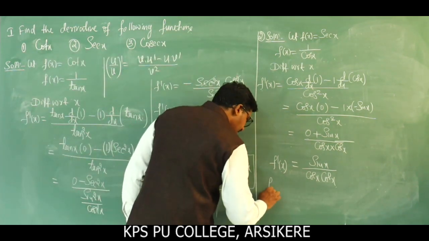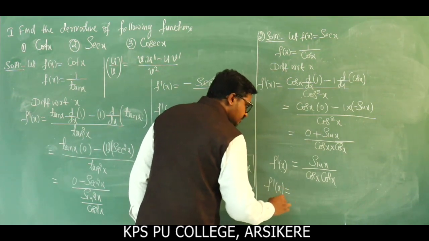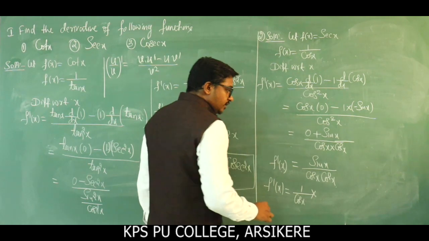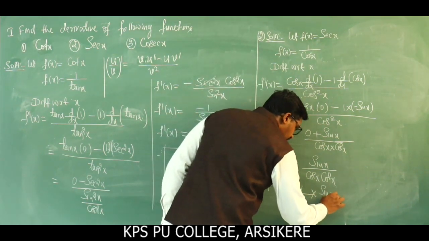Further simplification: f dash of x is equal to, this can be written as 1 by cos x, I will write first, into another term, sin x by cos x.